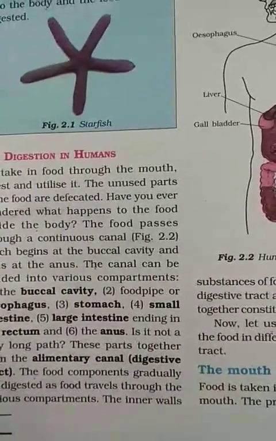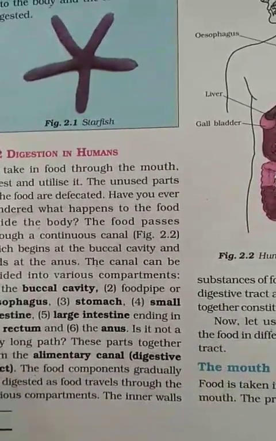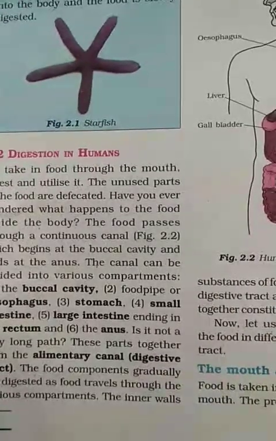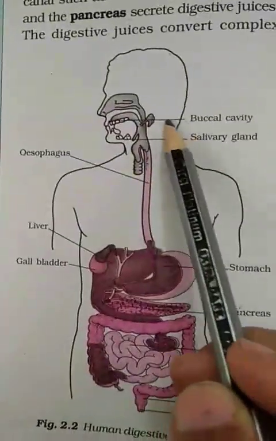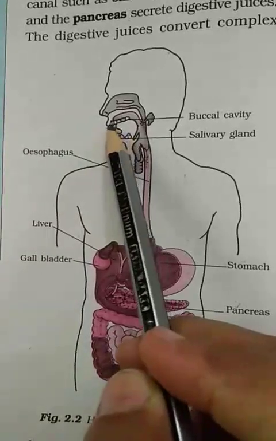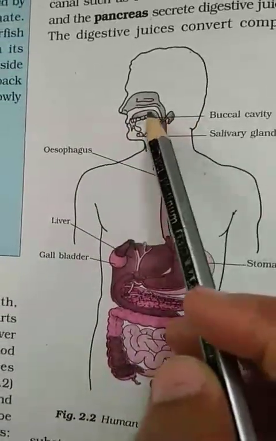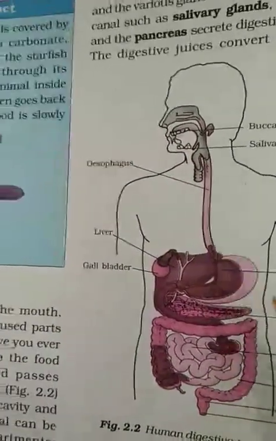Have you ever wondered what happens to the food inside the body? Okay, so the food passes through a continuous canal which begins at the buccal cavity. You can see here, this is the buccal cavity where our teeth and tongue are present, and this is the canal, what is known as the canal.